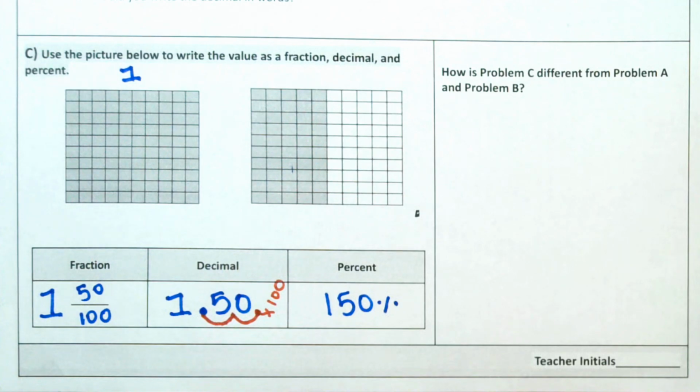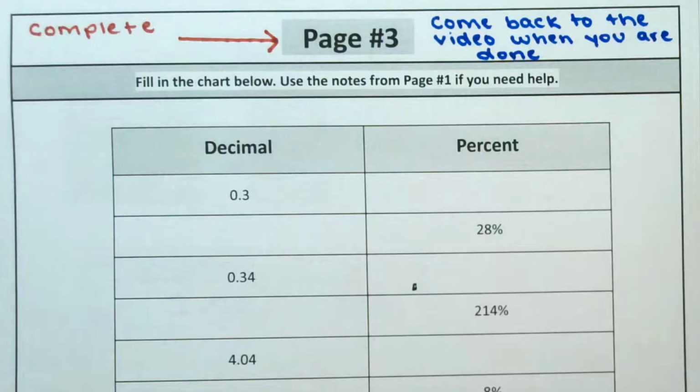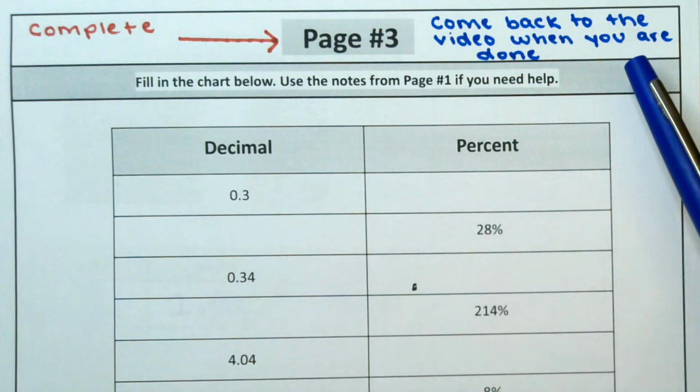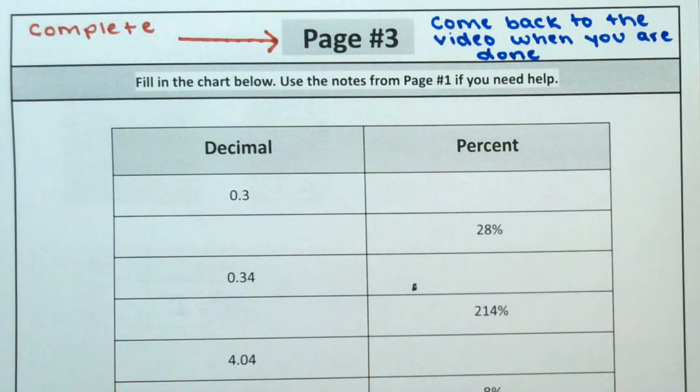Come back to the video when you're ready for page number 3. All right, so now you're going to complete page number 3 on your own independently, and then come back to the video once you're done. So once you finish page 3, come on back to the video.